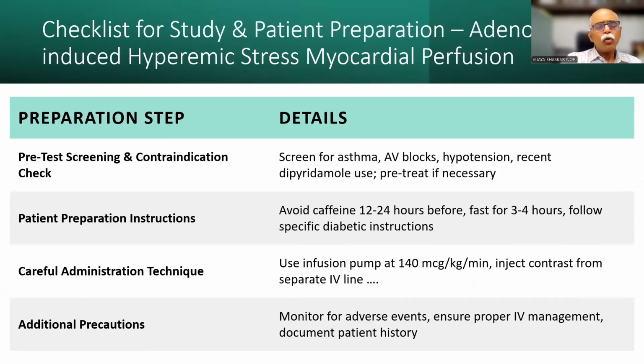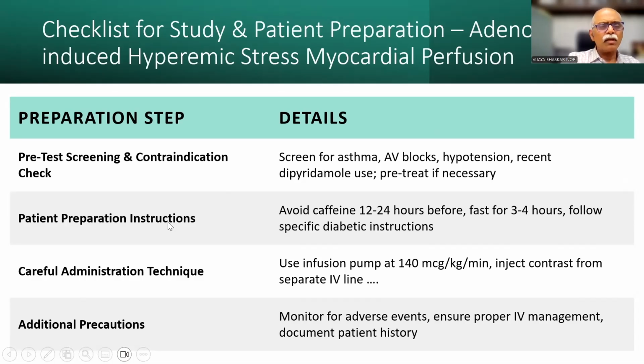Now, when you do the stress myocardial perfusion, you give adenosine, and you should make sure by using all these parameters that the patient does not have these medical conditions, so that adenosine should not be given. So severe asthma, don't give adenosine. AV blocks, complete heart block, third degree AV block, don't give adenosine. Hypotension, less than 100 millimeter mercury systolic blood pressure, don't give adenosine. Heart rate less than 50, do not give adenosine.